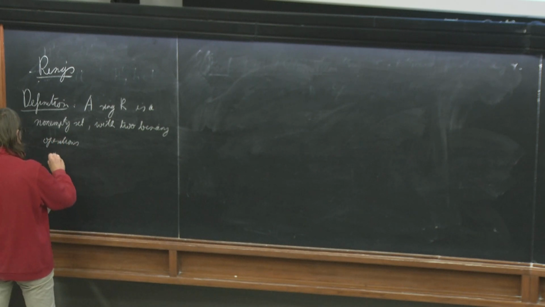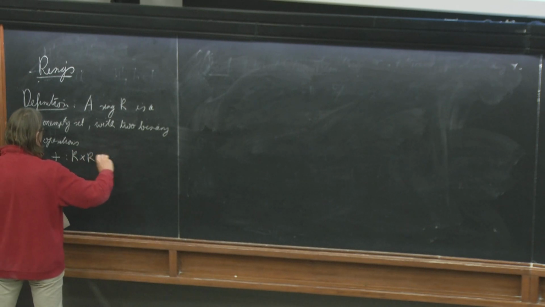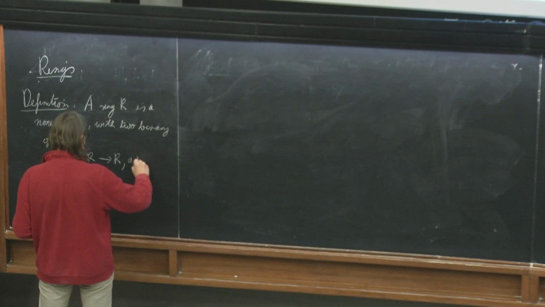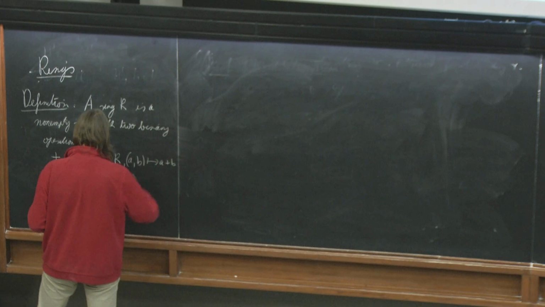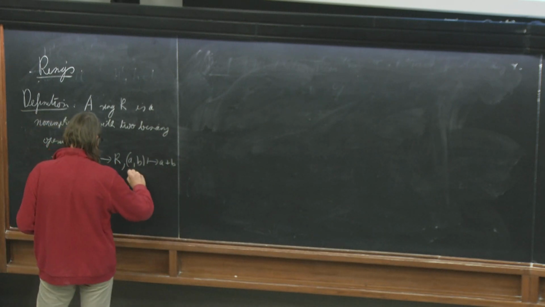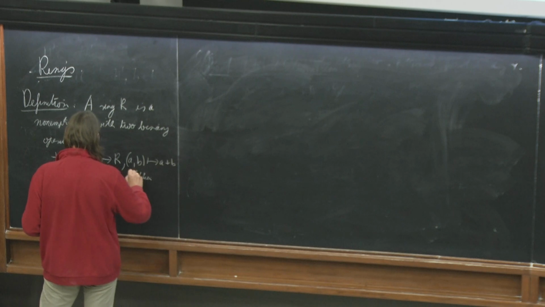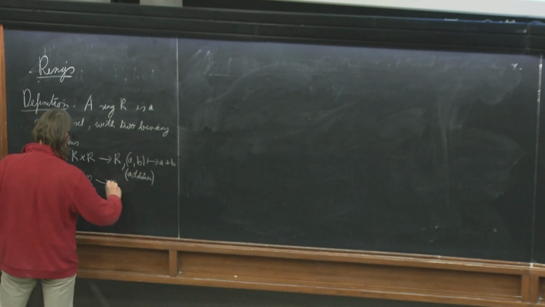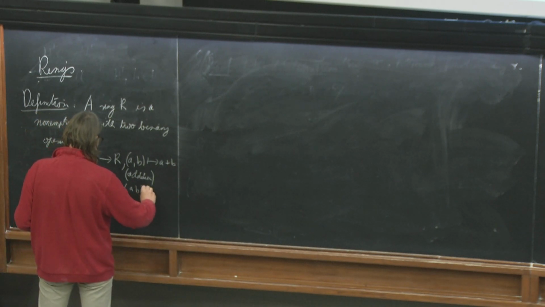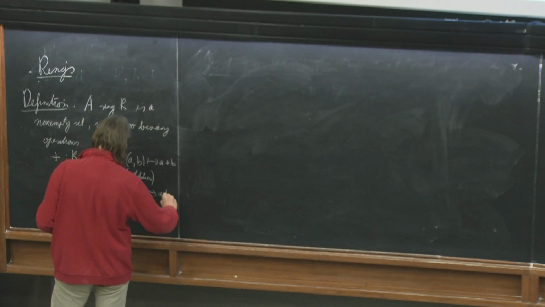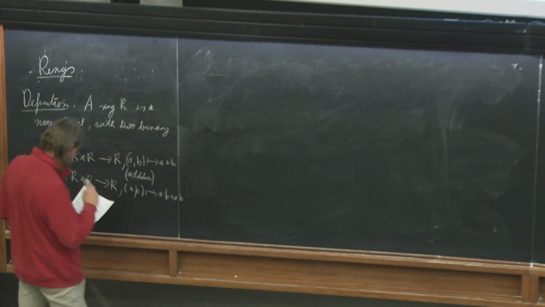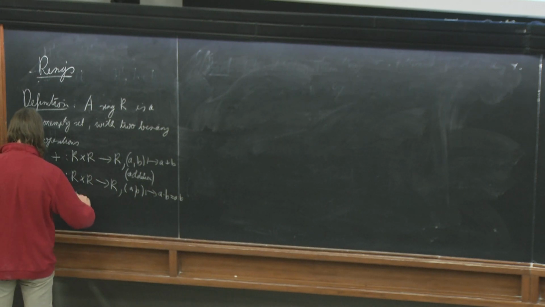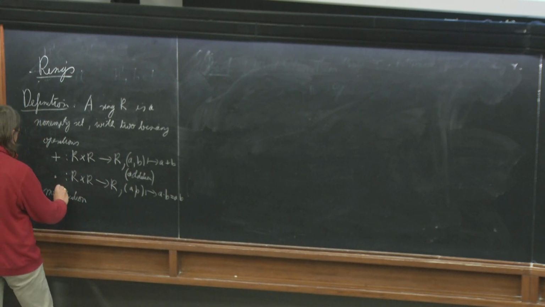So one is the addition. A, B is sent to A plus B, which we call the addition. And the multiplication from R times R to R, (A, B) sent to A times B, or just as before written AB, the multiplication. And we want a few laws about this.